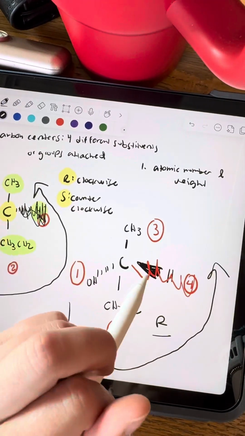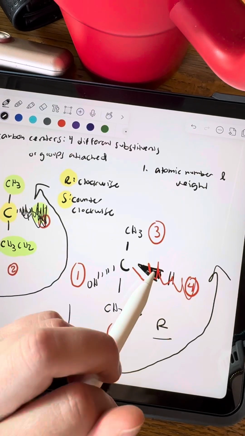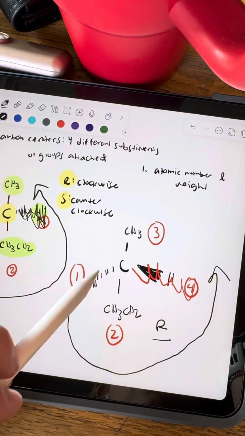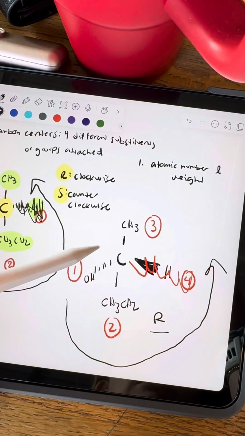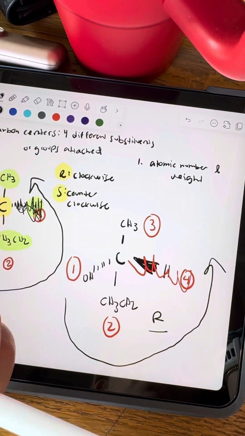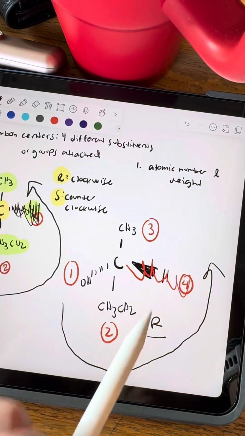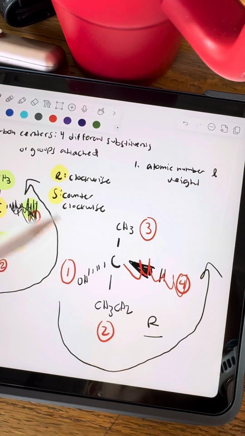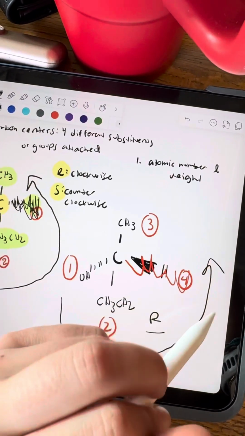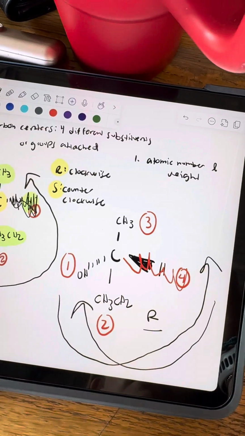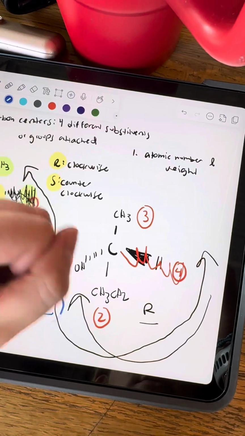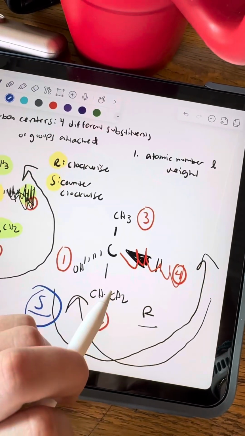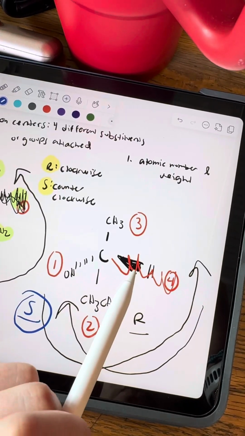However, since this hydrogen was on a wedge, and we always want the hydrogen facing the back, we want it to be a dash like this. Since a wedge means it's pointing towards us, we always want the hydrogen to point behind us, so always on a dash like this. So in order to do that, we have to flip the configuration to S. The reason why this is S is because originally this hydrogen was on a wedge, which we can't have.